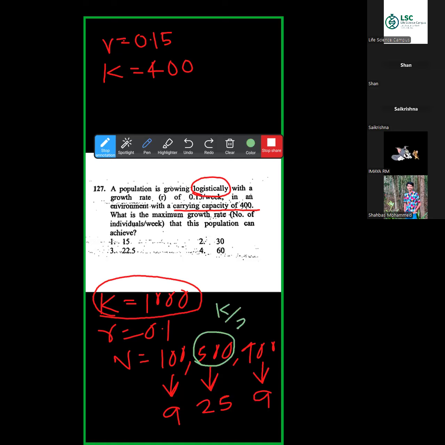We know that K is 1000 and 1000 divided by 2 is 500. This 500 is the value for N. So when the N value is half of the carrying capacity, the population can exhibit maximum growth rate. Is this concept clear for you? Yes, ma'am. The same concept can be applied in this question.